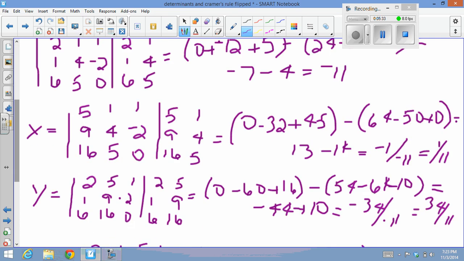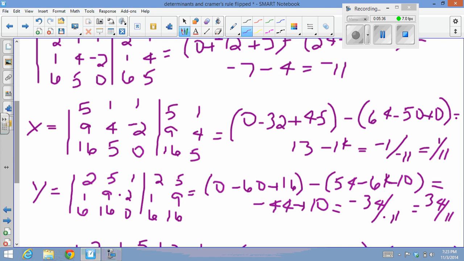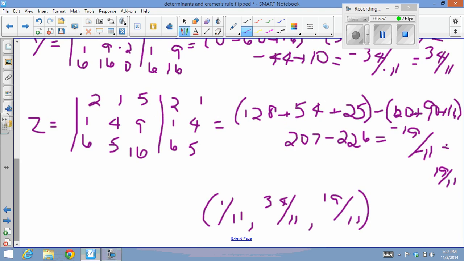So if I scroll down, there's going to be my x. I'm going to take my x determinant, and divide it by the coefficient determinant, so I get 1 over 11. I know, not a nice number. It's okay. Then I'm going to do the y's, the same thing, and my answer is 34 over 11. And then when I do the z's, I'm going to end up with positive 19 over 11.